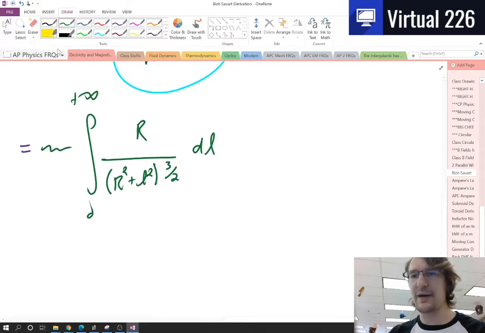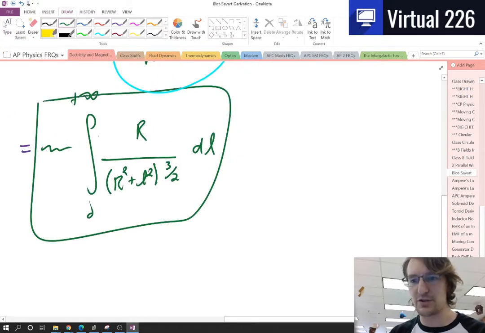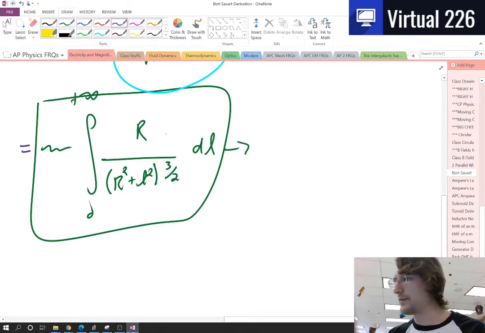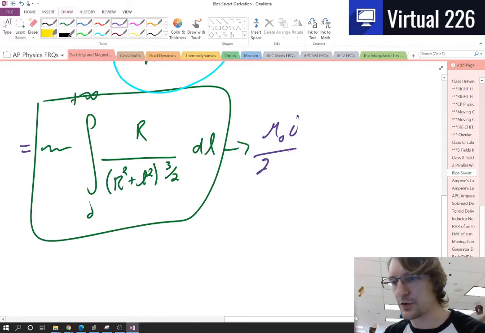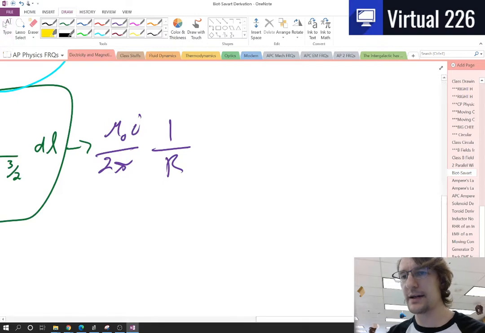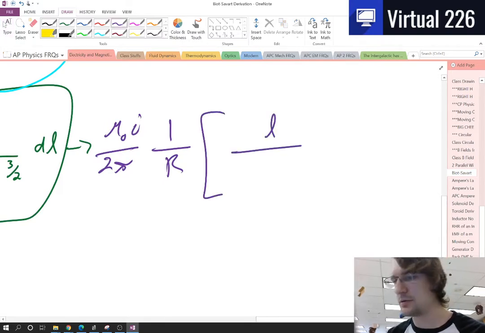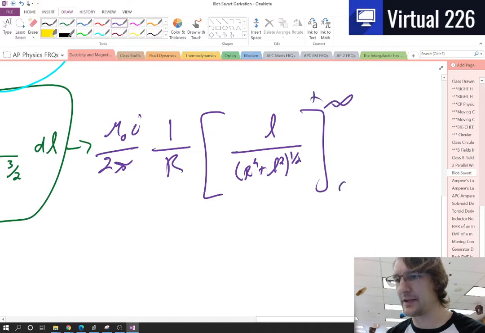What we'll actually find after we take this magic special integral here is we will get ourselves the following equation. We're going to have our mu naught I over 2 pi, because those were our constants there. And then we're actually going to have 1 over r times the quantity of L over the square root of r squared plus L squared. And this is bounded by positive infinity and 0.